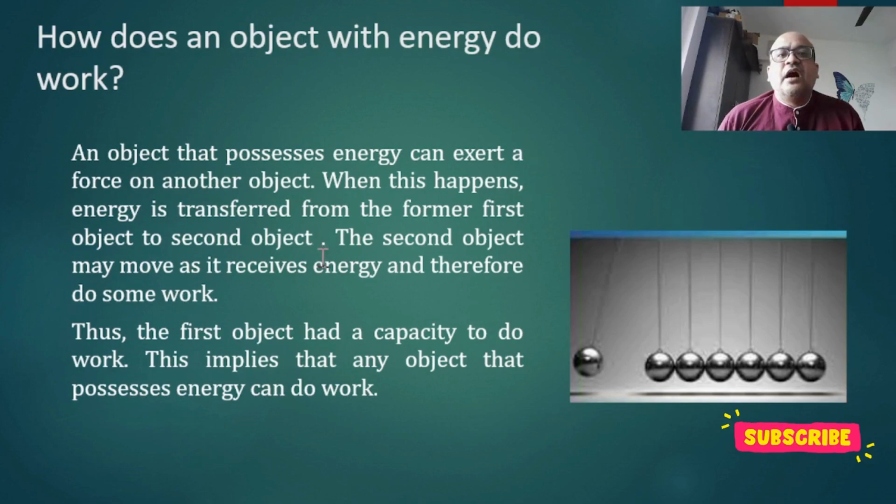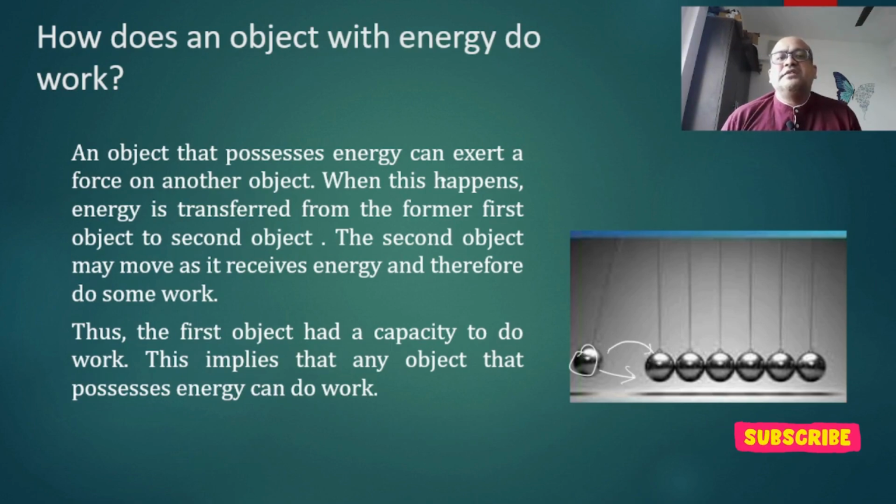Now let's see how the object with the energy does work. An object that possesses energy can exert a force on another object, right? Suppose here, if you see, this is the object, so it has got energy. When this pendulum hits another pendulum, now see, this another ball it hits, then what will happen is that the energy is transferred from this ball to the next one.